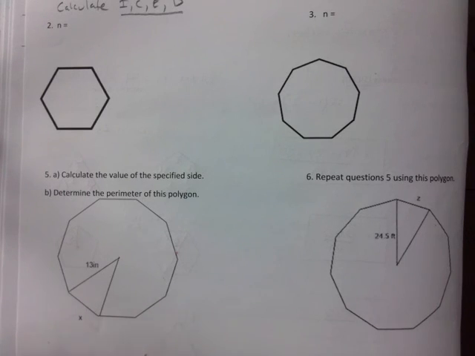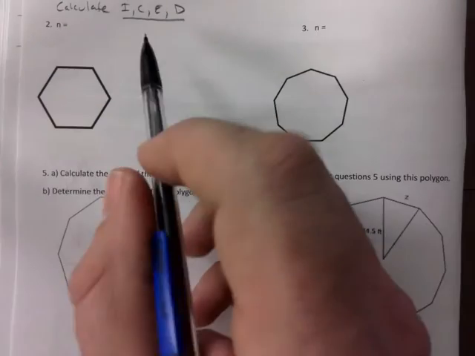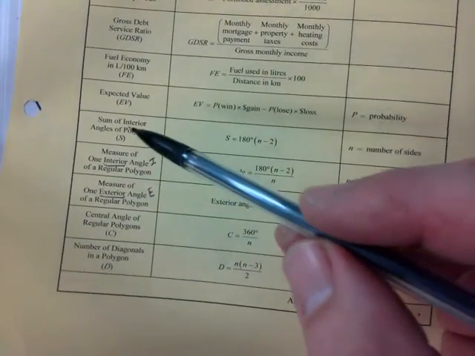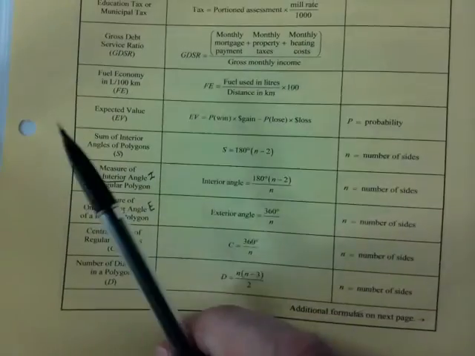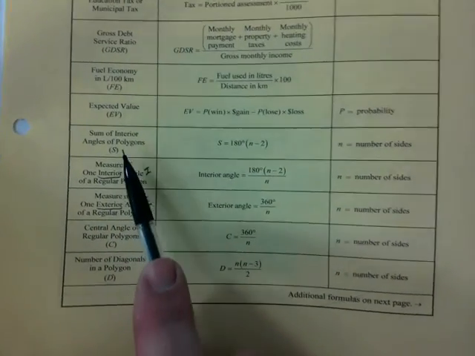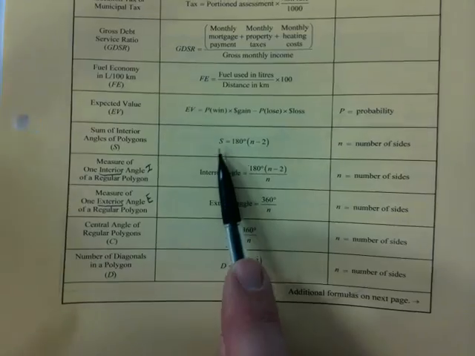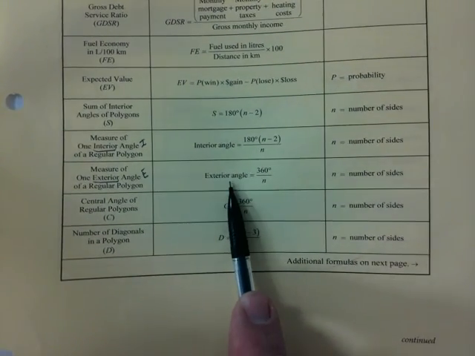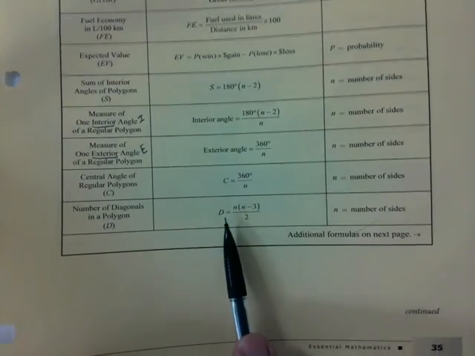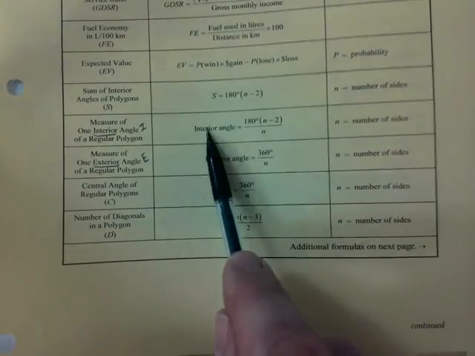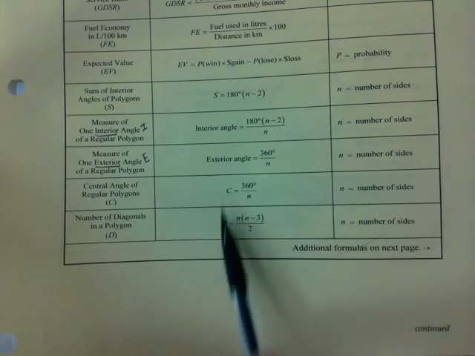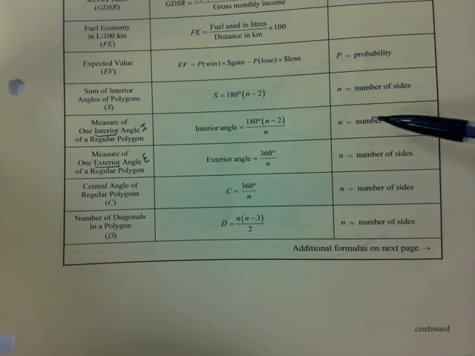So here we go. We're supposed to calculate all of these things for the following polygons, and remember, what do those letters mean? If it ever asks you for the sum of interior angles, you've got to use this formula. If it asks you for an interior angle, exterior angle, central, and D, right? So S, I, E, C, D, okay? So that's where you're going to go. You need to know the number of sides.